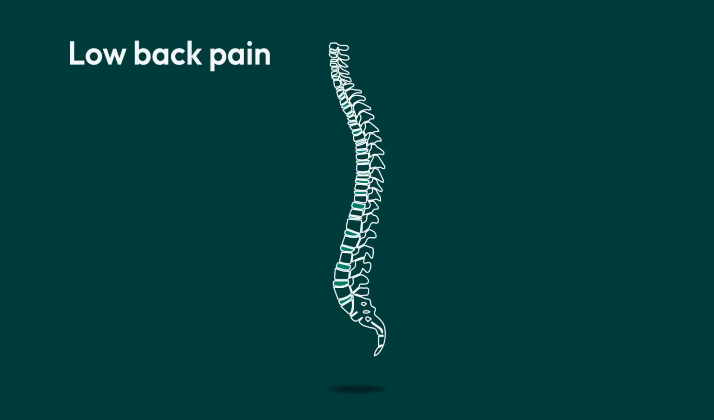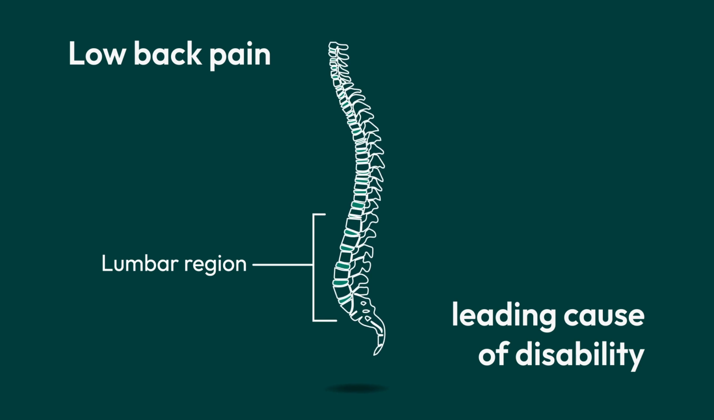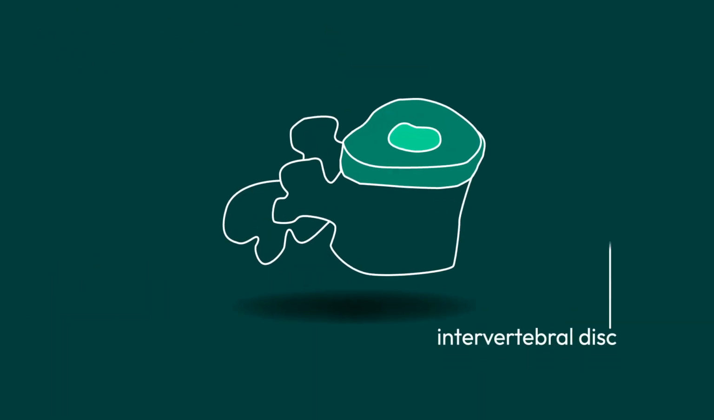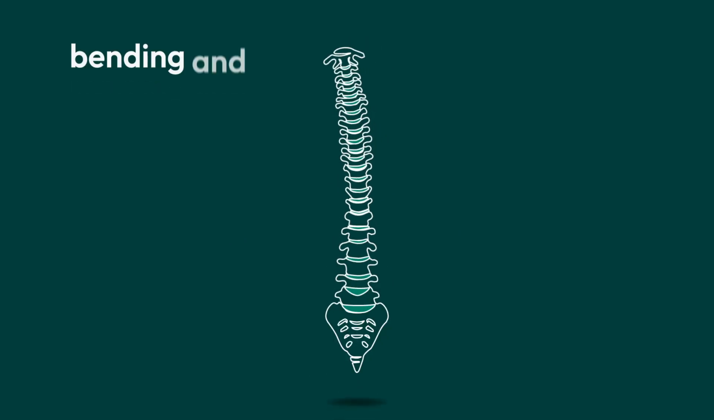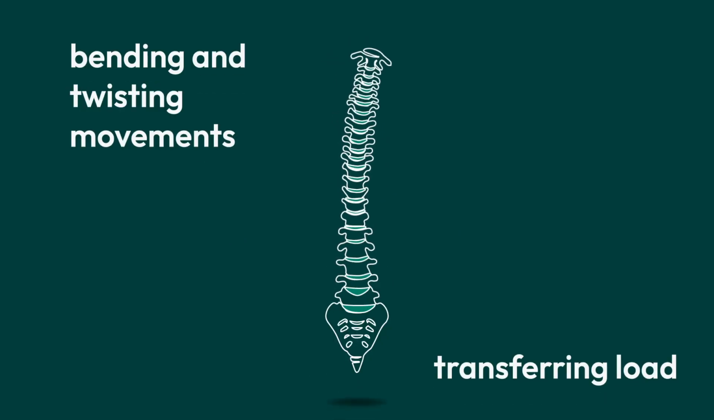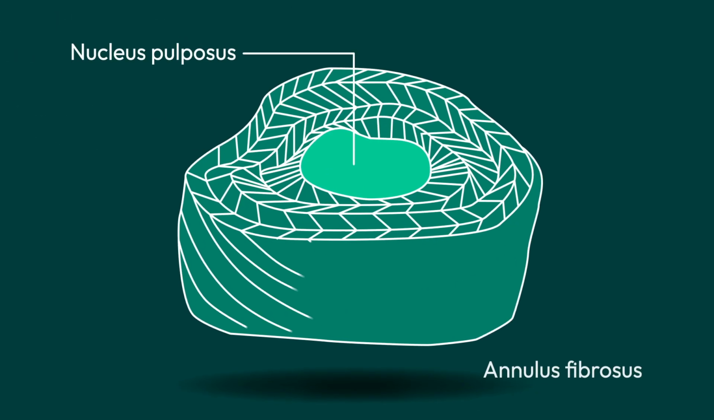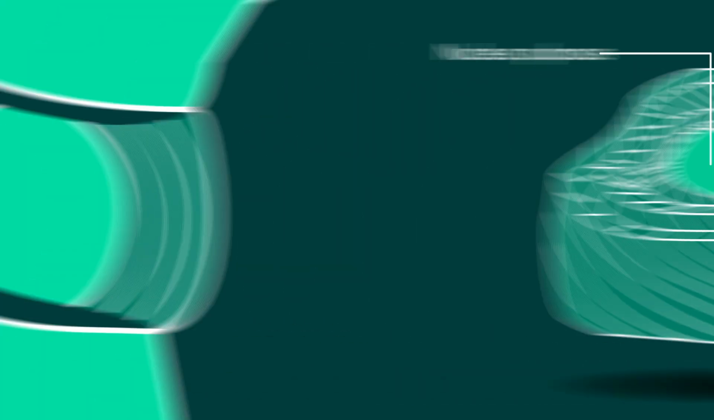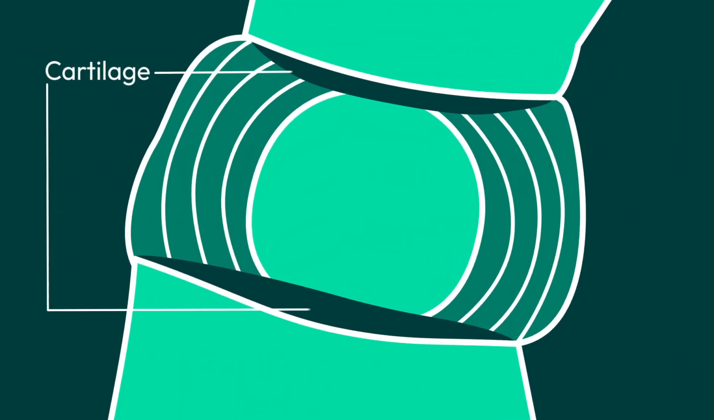Low back pain is a leading cause of disability in the world. There are a lot of different factors that can lead to low back pain, but it is often linked to the intervertebral disc. The intervertebral disc separates the bones of the spine, allowing different bending and twisting movements and transferring loads during different activities. The disc is made up of a gel-like centre, surrounded by lots of layers and fibres, with a layer of cartilage at the top and bottom, which attaches the disc to the bone.